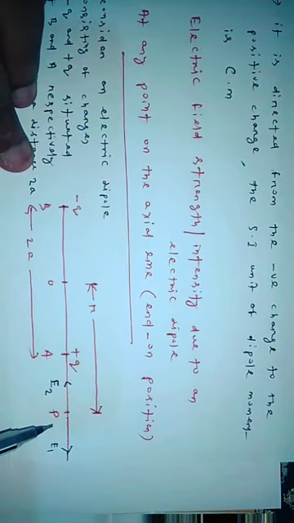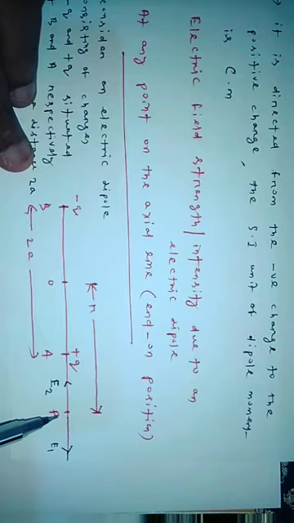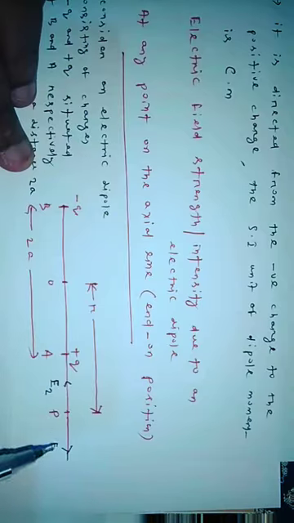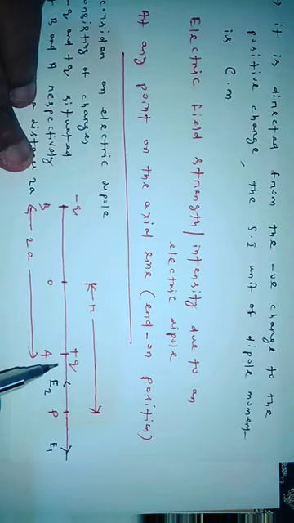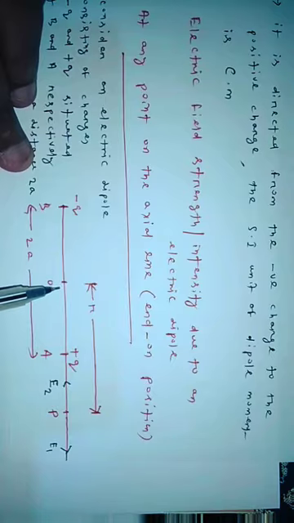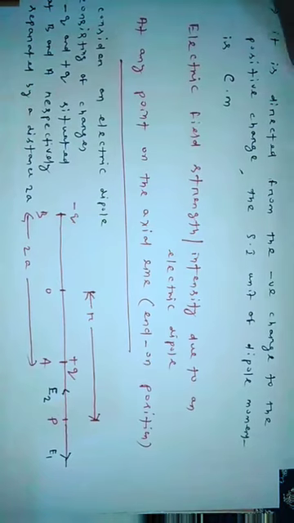So electric field strength at point P due to charge plus Q. What is the electric field intensity at point P due to charge plus Q? It is 1 by 4 pi epsilon 0 into Q by distance square, AP square. So AP equals R minus A.